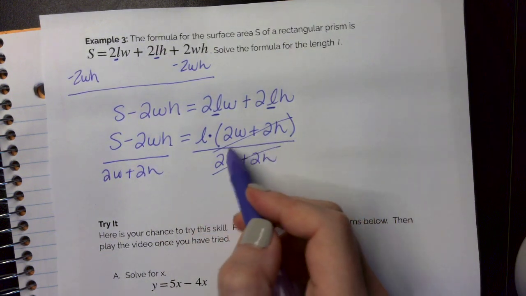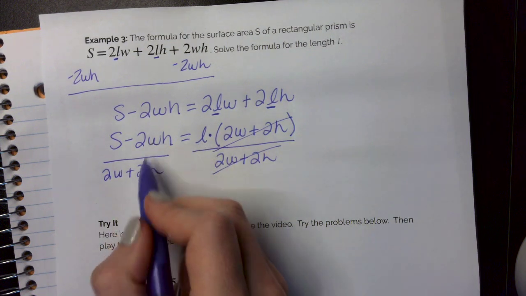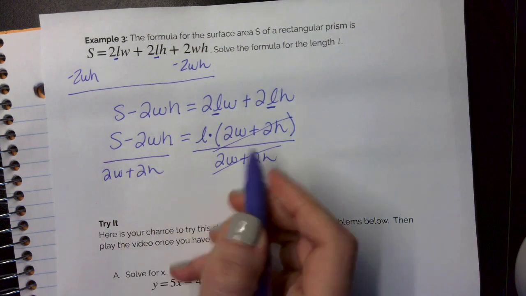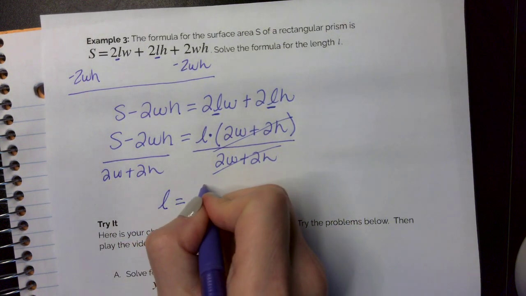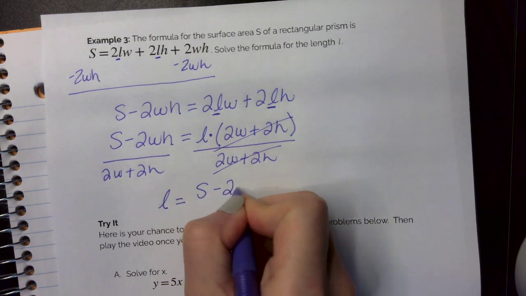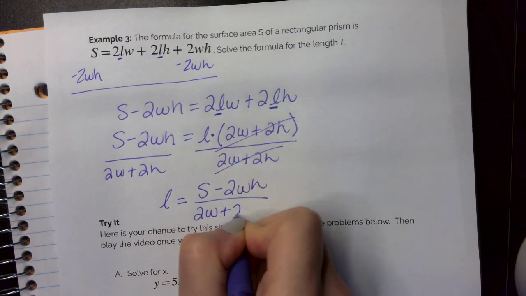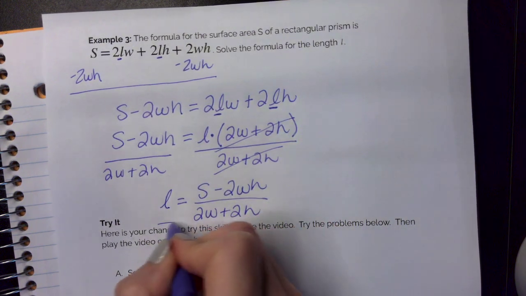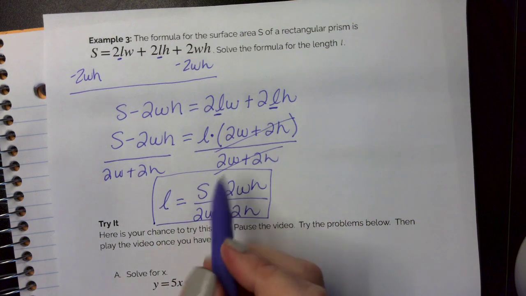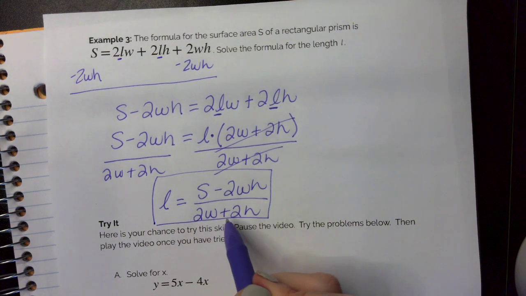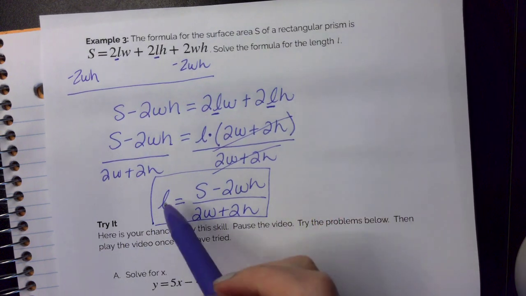It's two terms. I can't think of the name of what you call that. I will get back to you on that. And so what we end up with is that L is equal to this expression. I'm going to put L first, but you don't have to. S minus 2WH over 2W plus 2H. And there we go. When I say you don't have to put L first, you could write this side first and then say equals L. And that's fine.